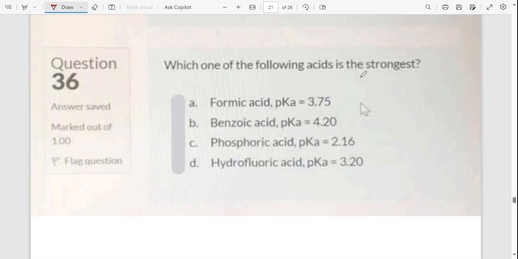Which of the following acids is the strongest? So you are trying to tell about the strength of an acid. A strong acid has a high Ka. Now Ka is opposite to pKa, meaning that a strong acid is going to have a smaller pKa. So look at the acids here. Which one has the smallest pKa? That is going to be the strongest acid. So you can see 3.7, 4.2, 2.13. So this one here, 2.16, that is going to be the strongest acid.